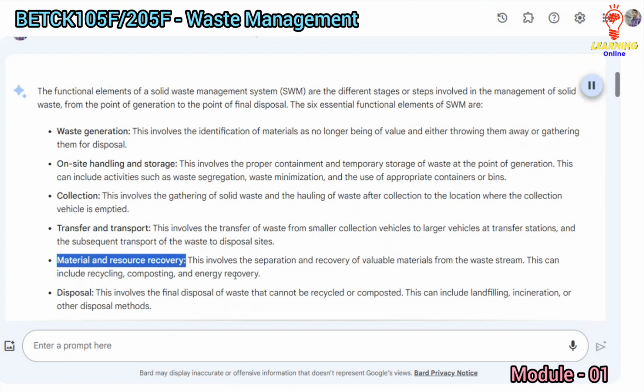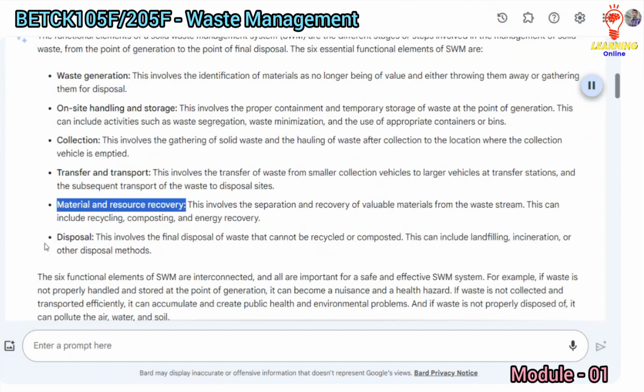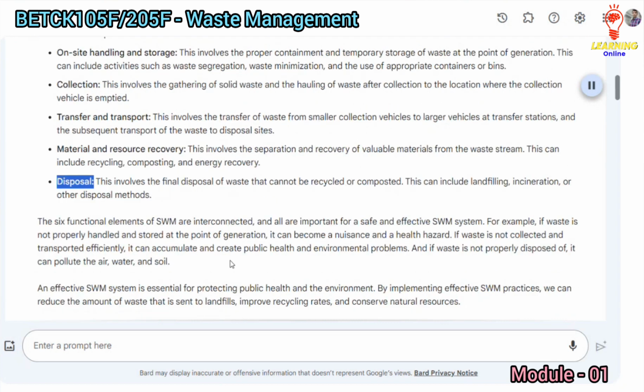Material and resource recovery. This involves the separation and recovery of valuable materials from the waste stream. This can include recycling, composting, and energy recovery. Disposal. This involves the final disposal of waste that cannot be recycled or composted. This can include landfilling, incineration, or other disposal methods.